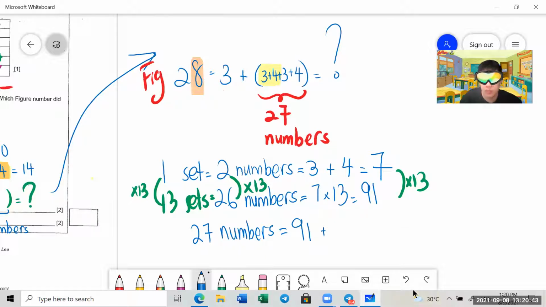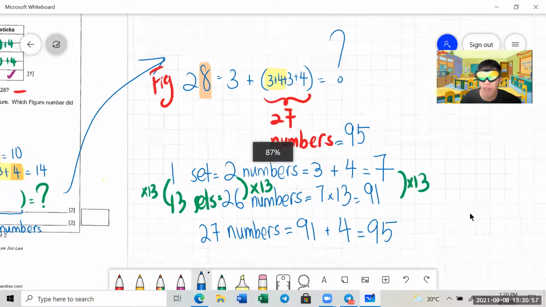because 26 numbers is the first 26 numbers, plus the last digit, which is 4. So therefore, the answer should be 95 over here. Now, that is the value of 27 numbers. Okay, so 27 numbers will be 95. Okay, that is the value.